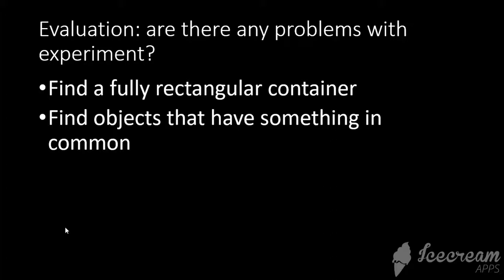Some of the problems that we found after we did the experiment are that our container wasn't fully rectangular. Also, we could have found objects that have something in common, like the same mass or same volume, so it would be easier to compare. Also, there were some objects, like the Clipper card, where when you drop it vertically, it sinks, and when you drop it horizontally, it floats.